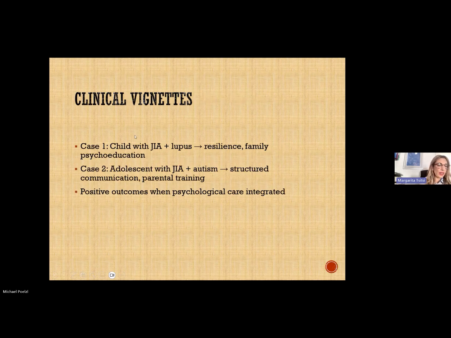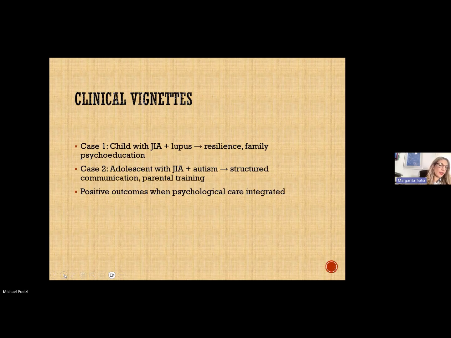Let me share two brief clinical examples. The first concerns a 9-year-old girl diagnosed with JIA and systemic lupus. The family was exhausted and overwhelmed. Through family psychoeducation and emotional support, they gradually learned to communicate more effectively, and to balance medical vigilance with normal family life.